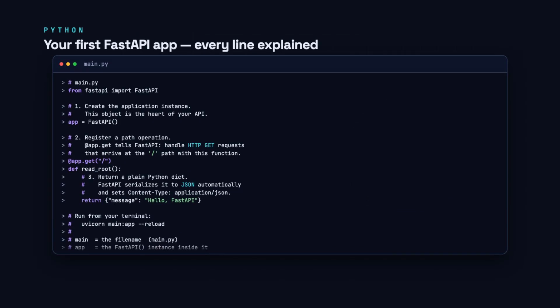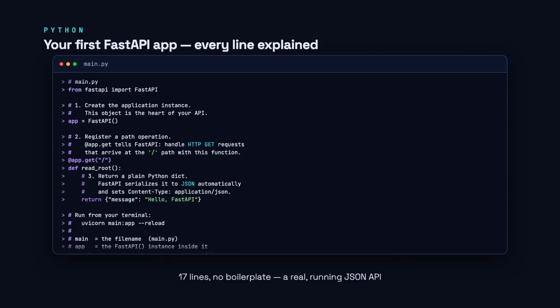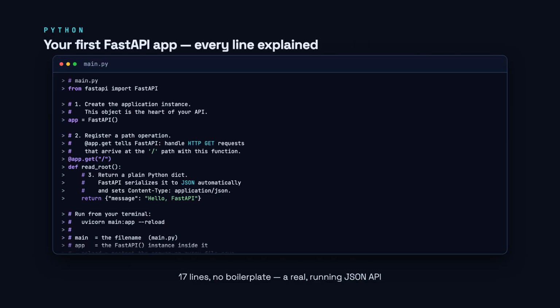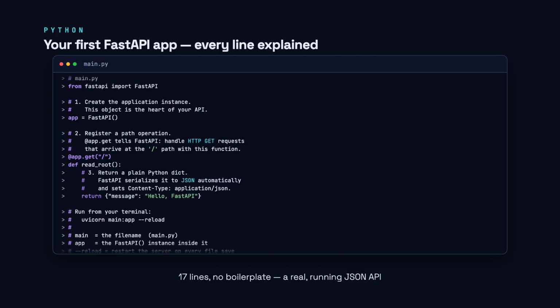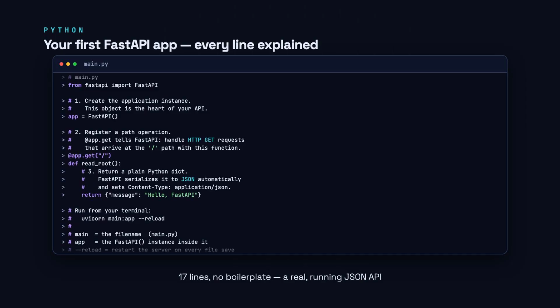Let's walk through this file top to bottom. Line 1 imports FastAPI from the FastAPI package. Line 6 calls FastAPI with no arguments and stores the result in a variable called app. This instance is the central object your whole API is built around. Line 11 is the decorator @app.get with the path /. This single line registers the function below it as the handler for any HTTP GET request to the root URL.